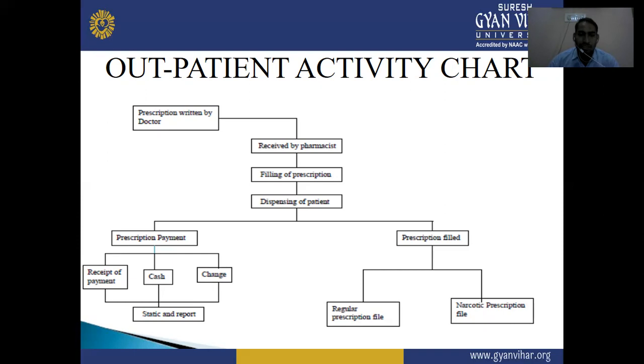Prescription payments. These are the three types of prescription payments: receipt of payments, cash, and charges. This is the statistics and reports. Prescribed and filled: regular prescription file, and the second one is narcotic prescription file. This is the flowchart of the outpatient activity chart.